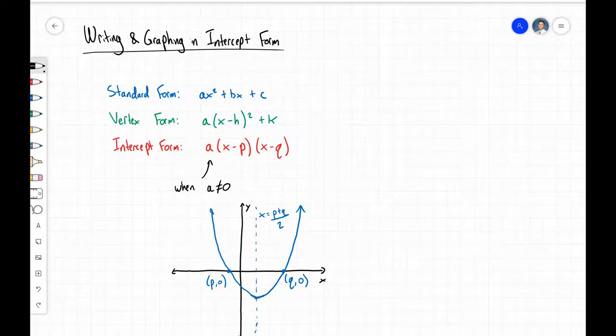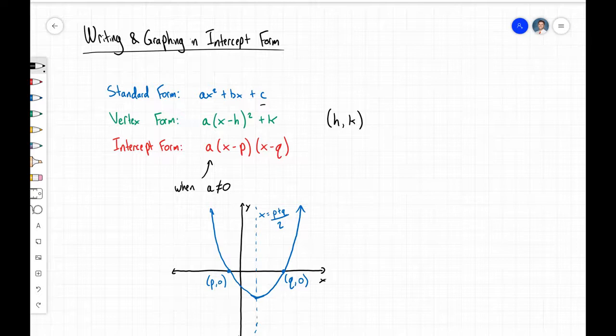All right, we are going to look at writing and graphing in intercept form. So as a brief review, we have learned writing and graphing functions in standard form. That's ax squared plus bx plus c. And that one, right, our c value will tell us where our y-intercept is. Then we also have our vertex form, which is a times x minus h squared plus k. And vertex form is helpful because that tells us our vertex, which is at (h, k).